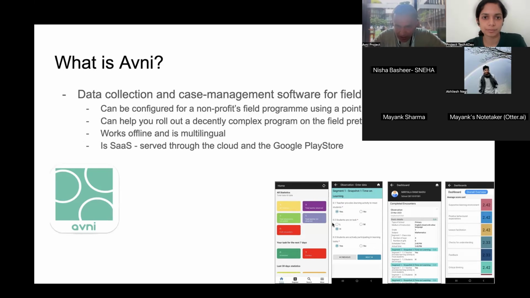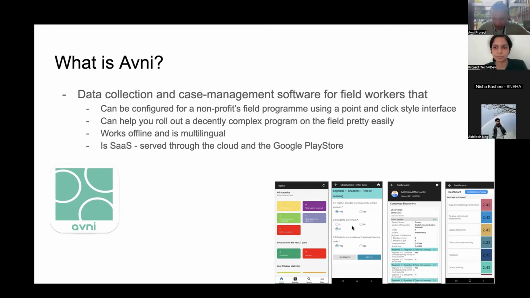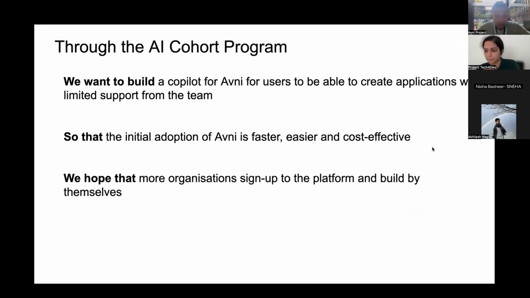So all these screenshots that you see at the bottom right are generated through configuration that is done on a browser app. So through the AI Cohort Program, we wanted to build a copilot for Avni. There are a lot of places where we are saying copilot, we are now calling it assistant. I don't know what the difference is, but anyways, we thought assistant might sound cooler.